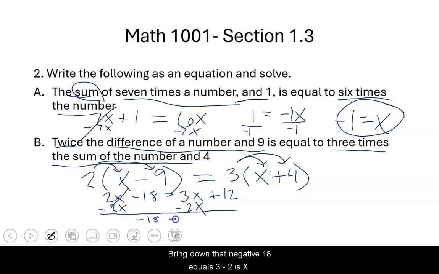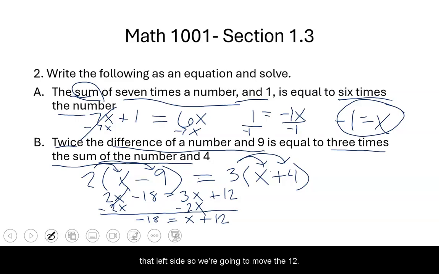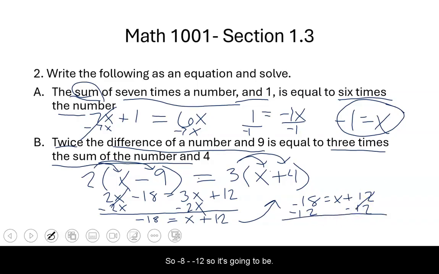Bring down that negative 18 equals 3 minus 2 is x plus 12. So now I have a negative 18 on one side and a 12 on the other. Well, I can't move that negative 18. It's holding down that left side. So we're going to move the 12. The 12 is a positive 12, so we're doing opposite. So it's going to be subtract 12 on both sides. So negative 18 minus 12, so it's going to be negative 30 equals x.